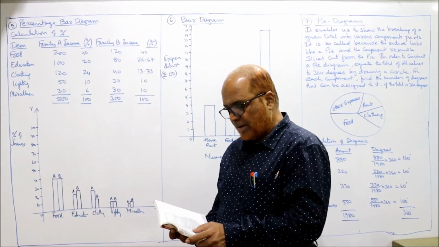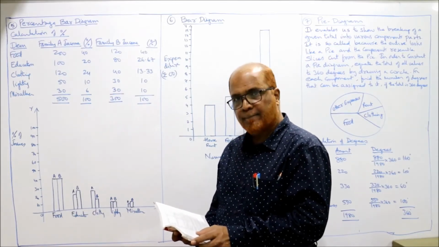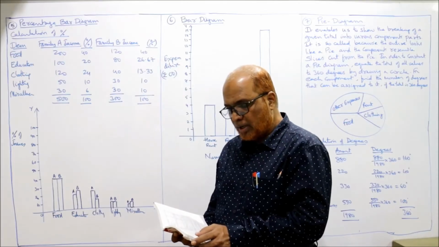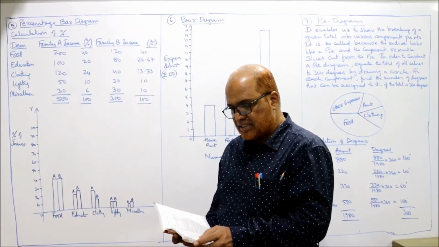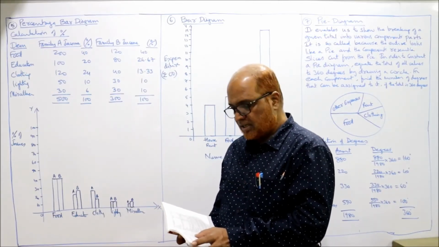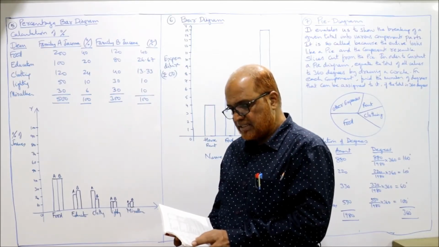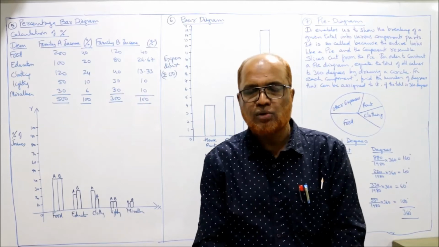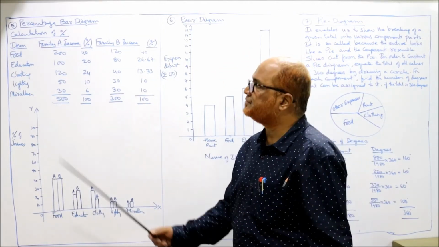The total income of family A is 500 and the total income of family B is 300. Out of 500: 200 food, 100 education, 120 clothing, 50 lighting and 30 miscellaneous. And family B, out of 300: 120 food, 80 education, 40 clothing, lighting 30, miscellaneous 30. So we have to convert these actual values into percentages.